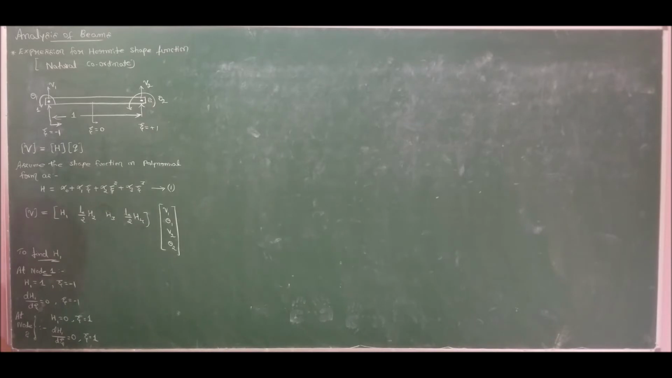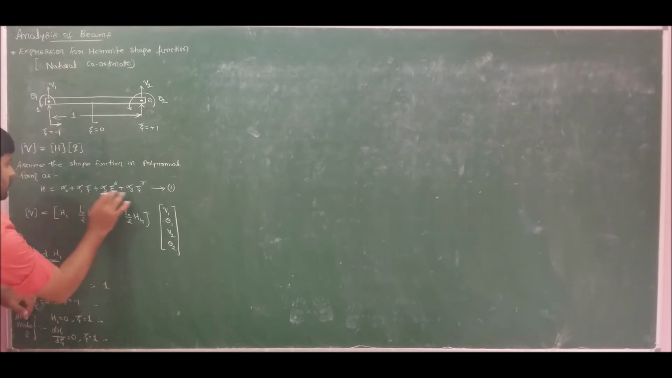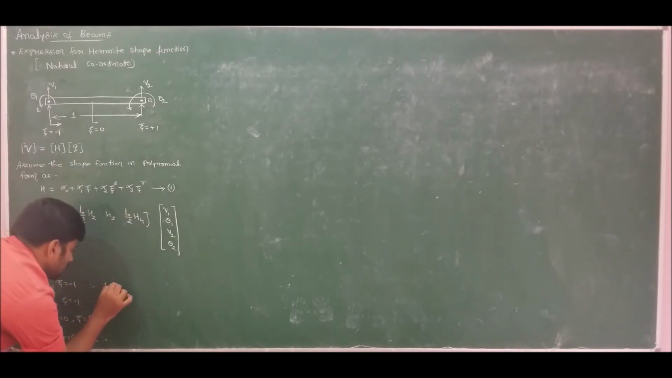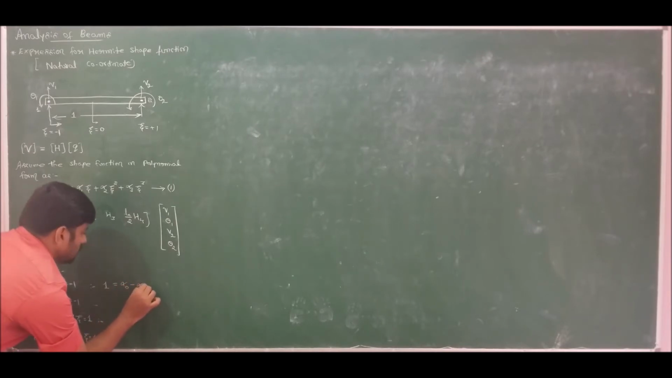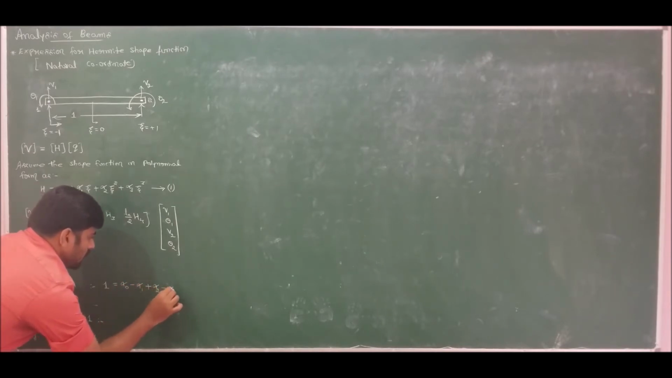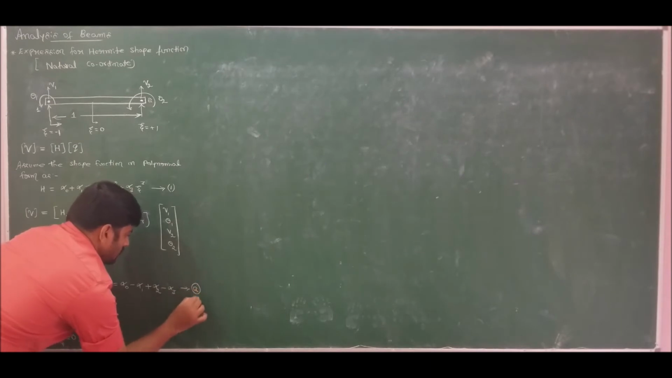So from equation 1, if I substitute the value of the shape function as 1 and the value of zeta as -1, we will get alpha naught minus alpha 1 plus alpha 2 minus alpha 3. Take this as equation A.